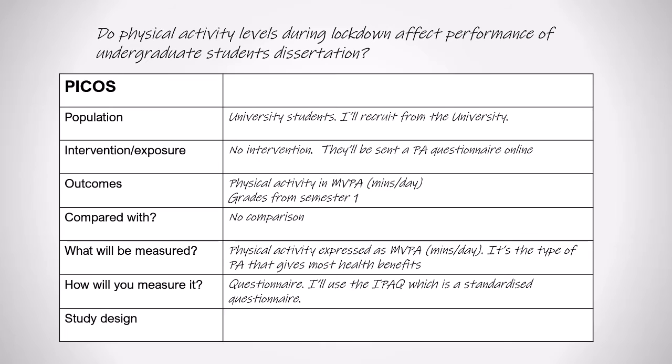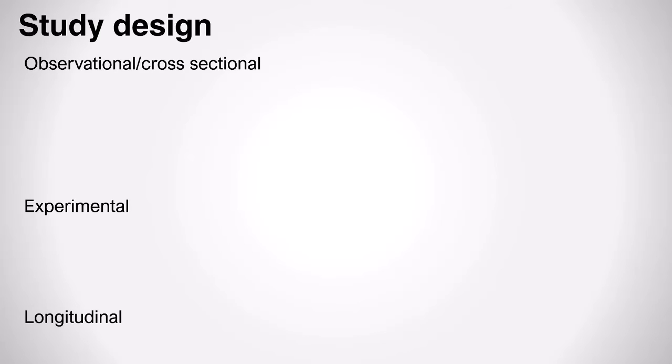Use a questionnaire. One questionnaire is called the International Physical Activity Questionnaire, the IPAQ. And it's widely used, it's standardized across all studies, so the results can be compared quite easily. And the study design would just be cross-sectional, nice simple study design. That would be a fine dissertation. If it was done well, that would get decent marks.